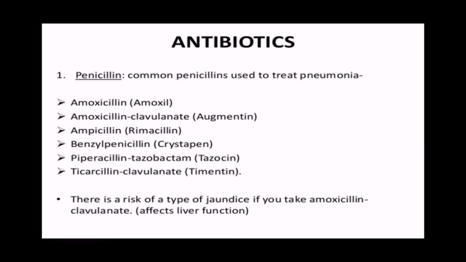Antibiotics used for bacterial pneumonia include penicillins. Common penicillins used to treat pneumonia are amoxicillin, amoxicillin-clavulanate, ampicillin, benzylpenicillin, piperacillin-tazobactam combination, and ticarcillin-clavulanate combination. There is a risk of a type of jaundice if you take amoxicillin-clavulanate because it affects liver function, so the liver cannot function well and causes jaundice.